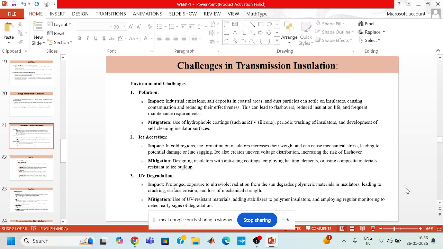Now next is UV degradation. Prolonged exposure to ultraviolet radiation from the sun degrades polymer materials in insulators, leading to cracking or surface erosion and loss of mechanical strength. We can mitigate it by using UV-resistant materials, adding stabilizers to polymer insulators, and employing regular monitoring to detect early signs of degradation. These are the environmental challenges and the techniques by which we mitigate their impact.